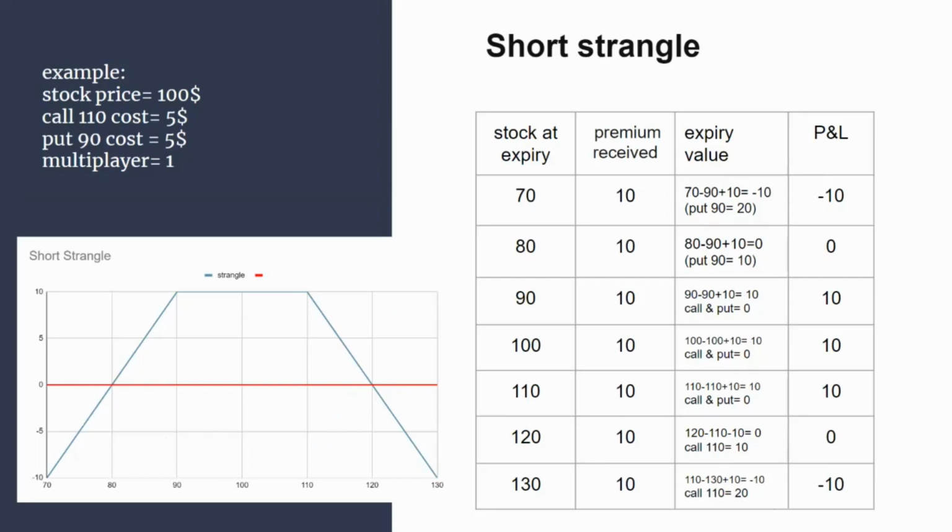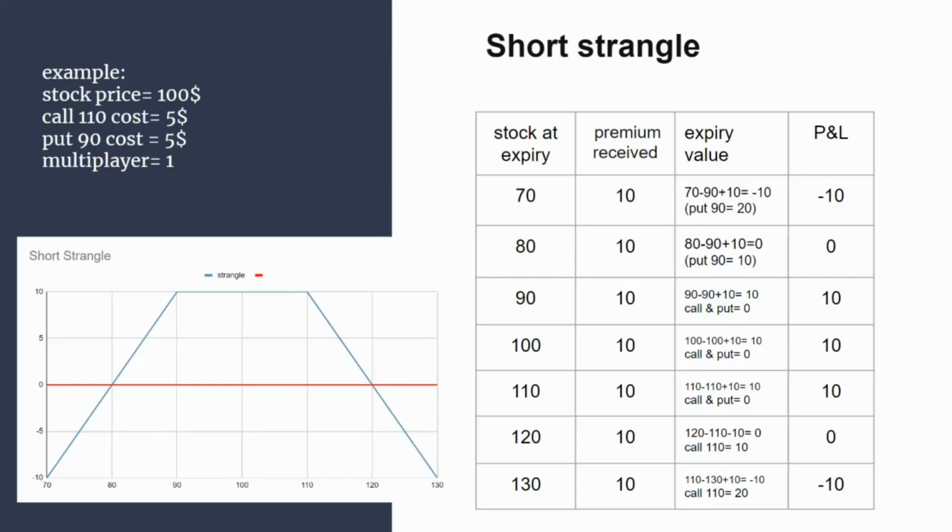This strategy works 80% of the time. Of course, it depends on the width of your strategy and how far out the options were that you sold. But generally speaking, let's go back to the example. The prices are the same, but this time we're selling those options and getting a premium of $10, $5 each. Let's see, at stock expiry at 70, we're busted.